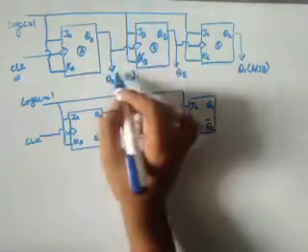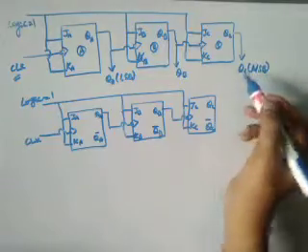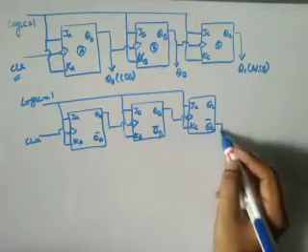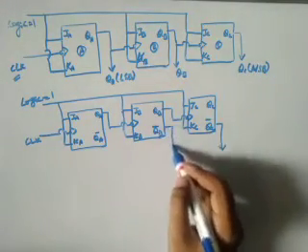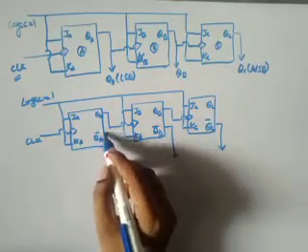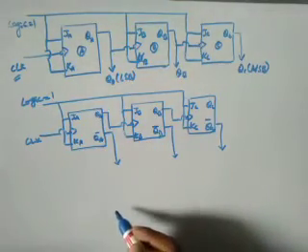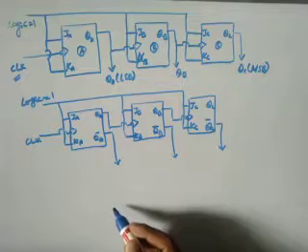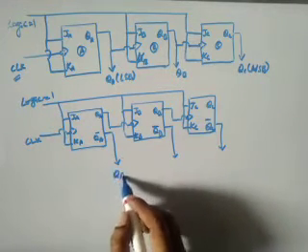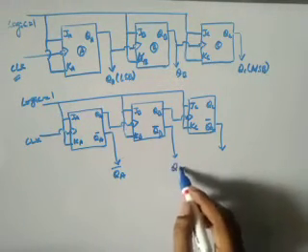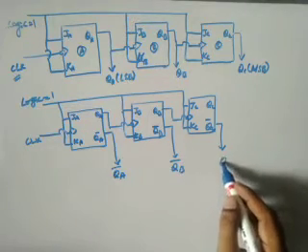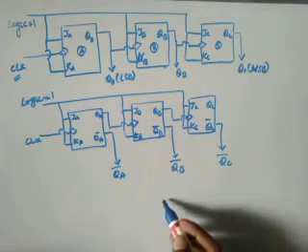Previously we have taken the output from QA, QB, QC, but now we are going to take the output from QC bar, QB bar as well as QA bar. That means here you will have the values of QA bar, here you will have QB bar, and here you will have QC bar.